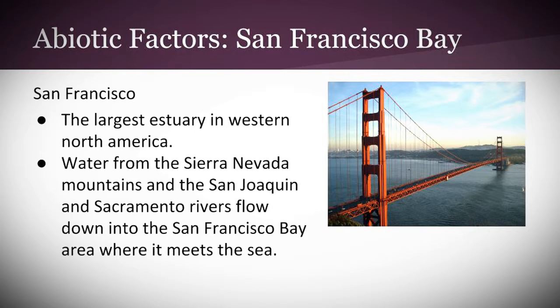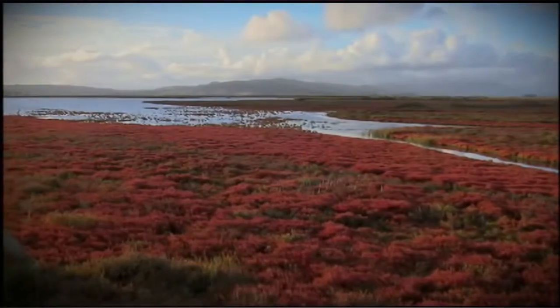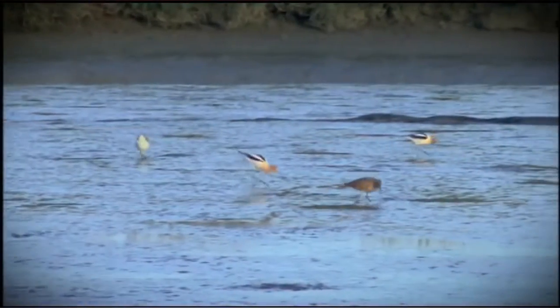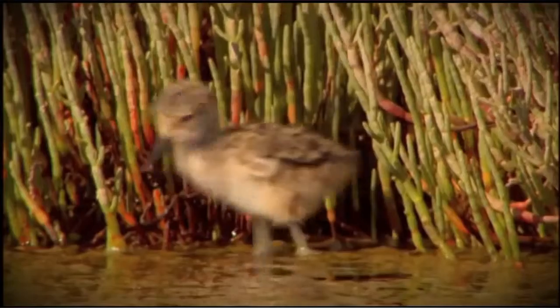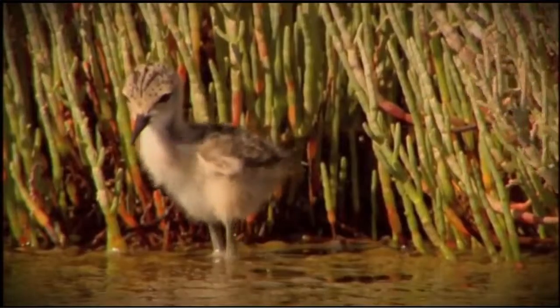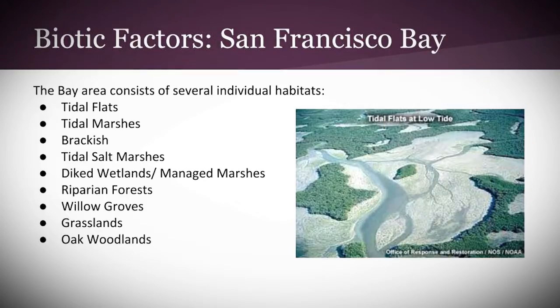Abiotic factors. San Francisco Bay. San Francisco has the largest estuary in western North America. Water from the Sierra Nevada mountains and the San Joaquin and Sacramento rivers flows down into the San Francisco Bay area, where it meets the sea. The temperature ranges from 10 to 27 degrees Celsius throughout the year. Salinity measures from 6 to 0.5 PSU, practical salinity units. The Bay Area consists of several different individual habitats.